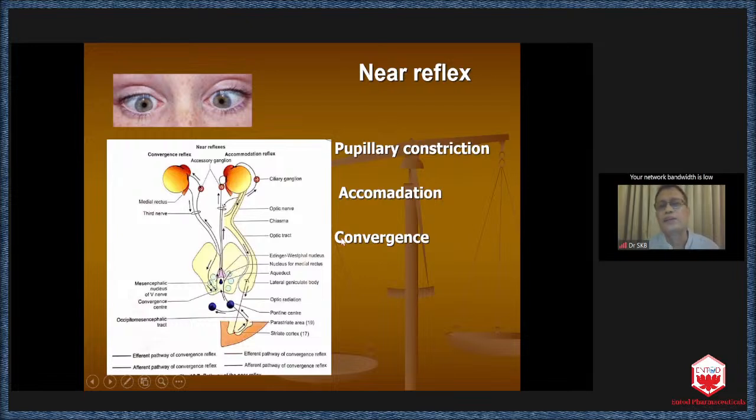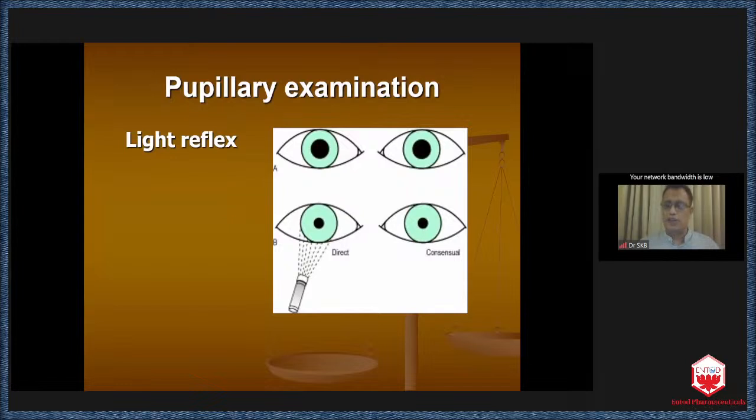Another one is convergence, which comes from the motor center of the third nerve. It goes along the third nerve and supplies the medial rectus. So when this supranuclear center gets stimulated by the parastriate cortex through the afferent pathway, these 3 nuclei get activated together. When these 3 centers get activated, it causes these 3 actions simultaneously. This is the near reflex. So this is how the pupillary reflex is done.